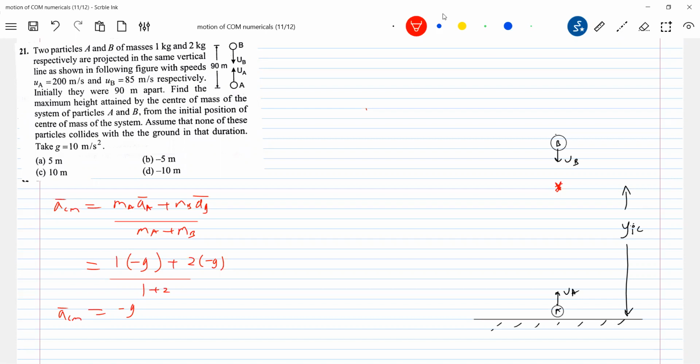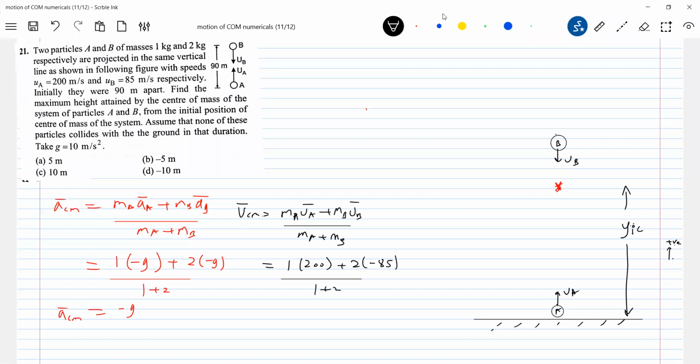Then what is the initial velocity of the center of mass? UCM equals (mA uA vector plus mB uB vector) by (mA plus mB). Anything directed upward, I'll take as positive. What is mA? mA is 1, velocity is 200. Plus mB is 2, this is minus 85, by 1 plus 2. So 15 meter per second.